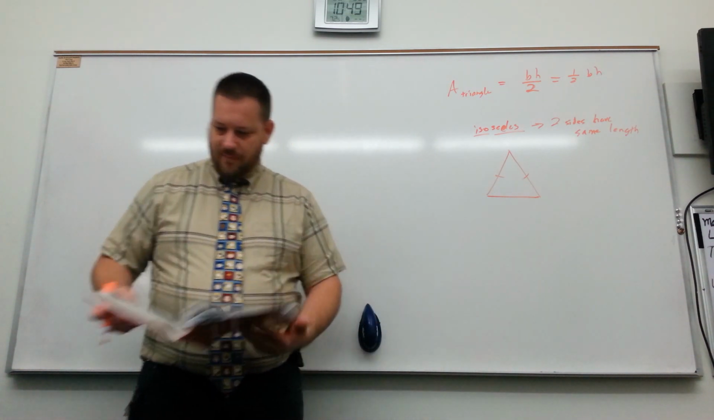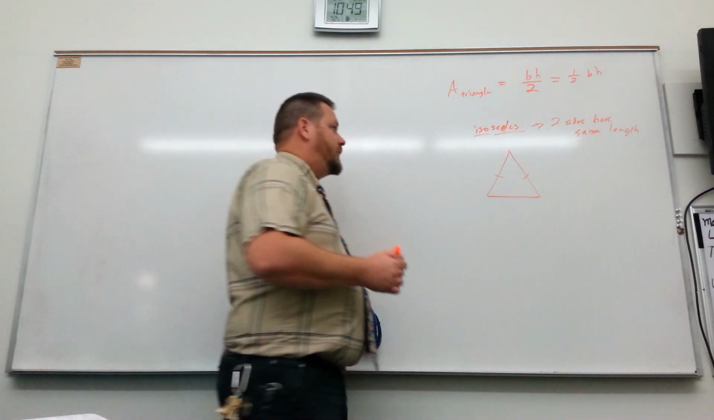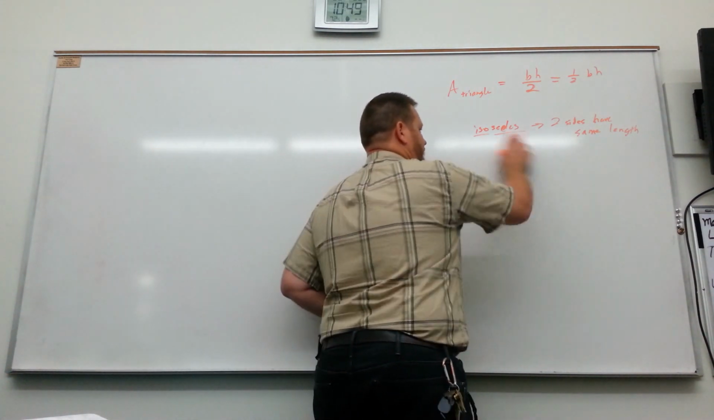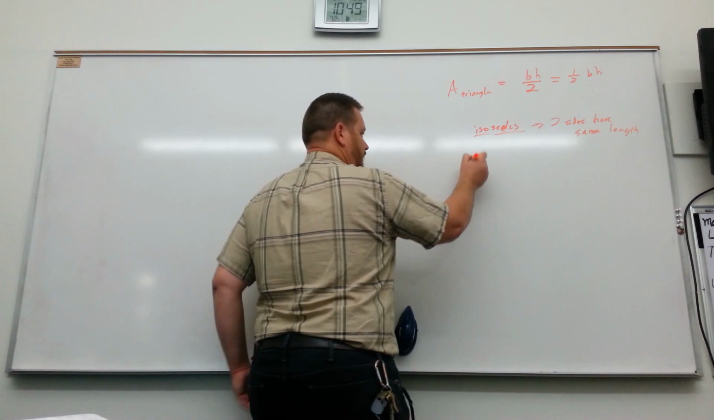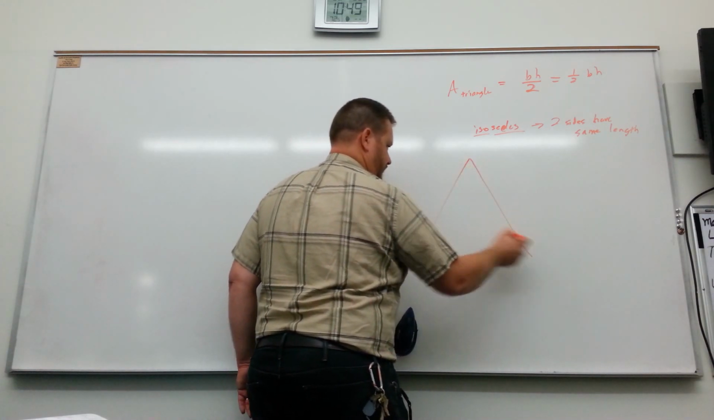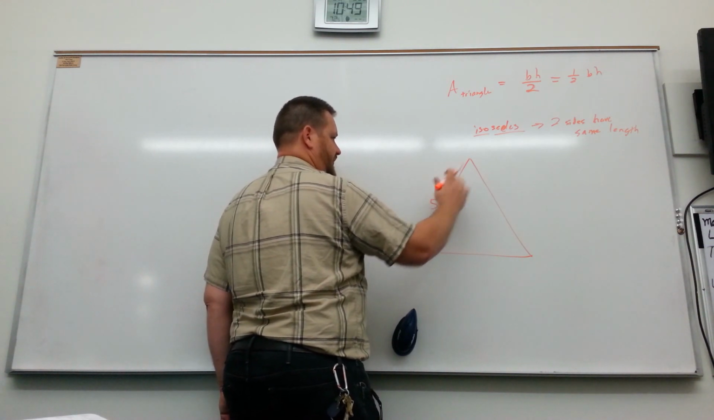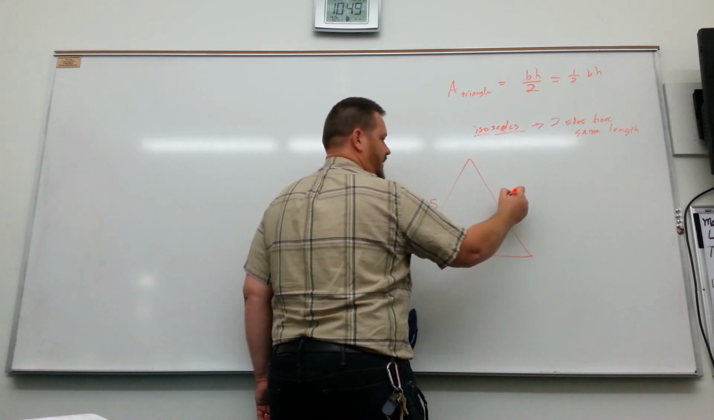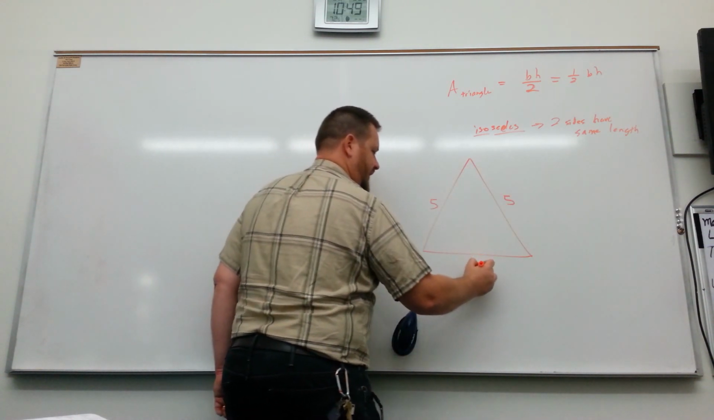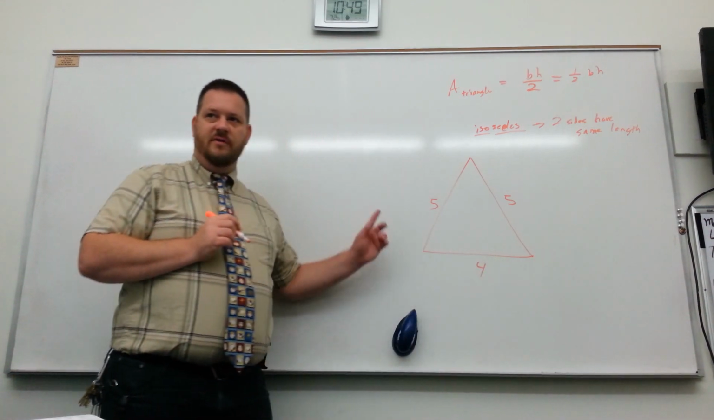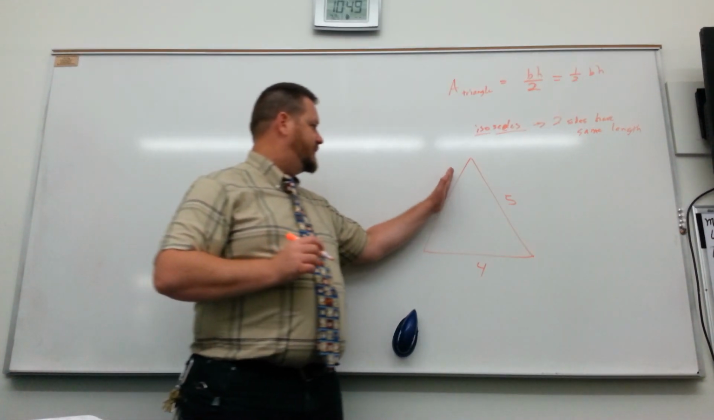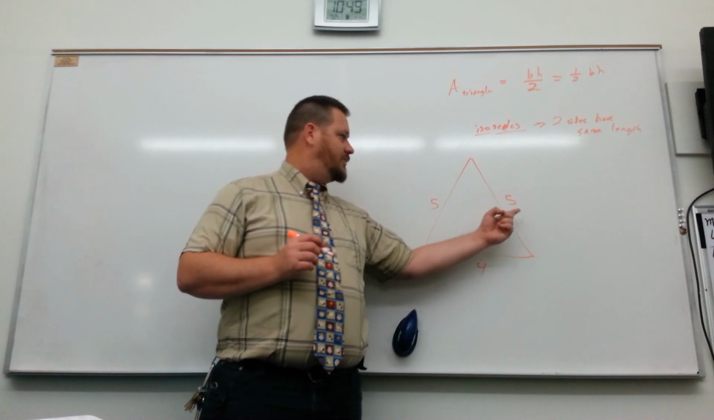Let me make this a little bigger. So let's take a triangle. Those are supposed to be the same length. Let's say this side has a length of 5, this side has a length of 5, and this side has a length of 4. This is an isosceles triangle because at least two sides, these two, have the same length.